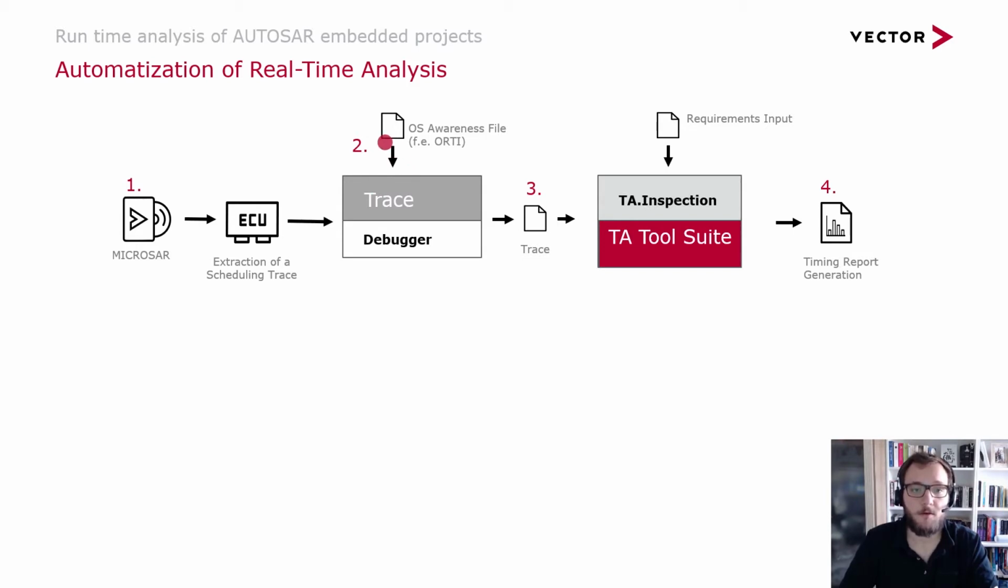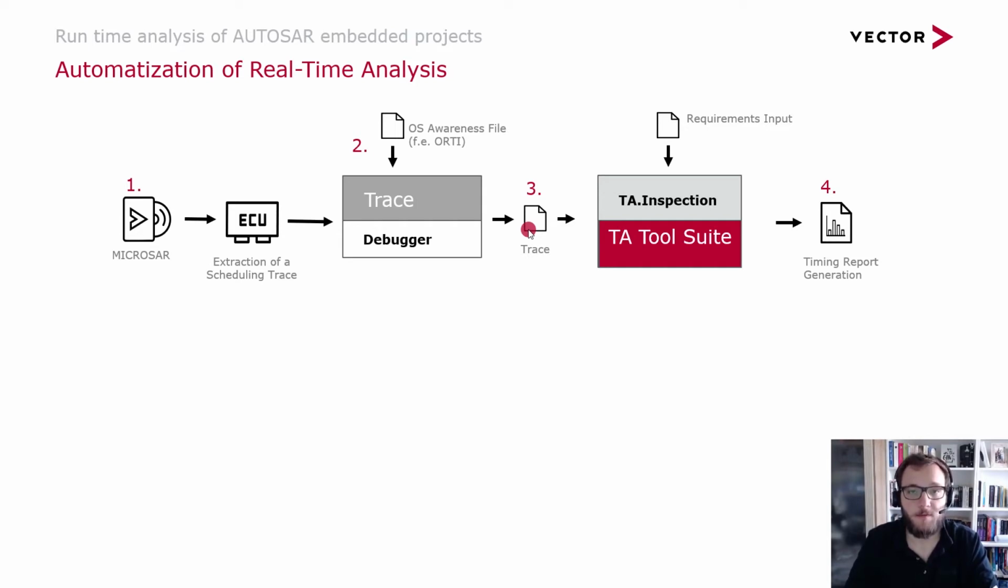Once you have also finalized the configuration of your trace debugger, you will need to download your software to your ECU and start the trace measurement. After the trace measurement, you will get the trace data in different formats. That depends on the trace vendor you're utilizing in your project.